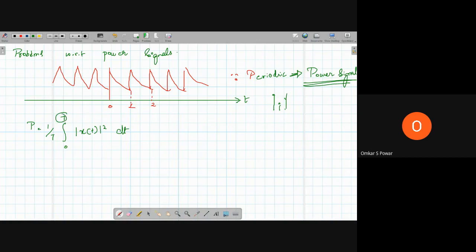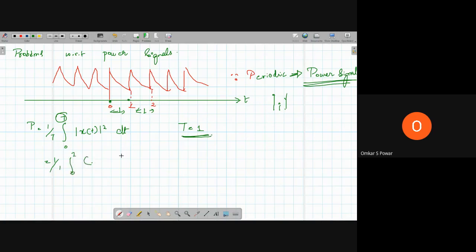So what is this T here? T is the period for which it repeats. From 0 to 1, it is 1 unit. From 1 to 2 again it repeats, it is 1 unit. So T is equal to 1. So 1 by 1 integral 0 to 1.